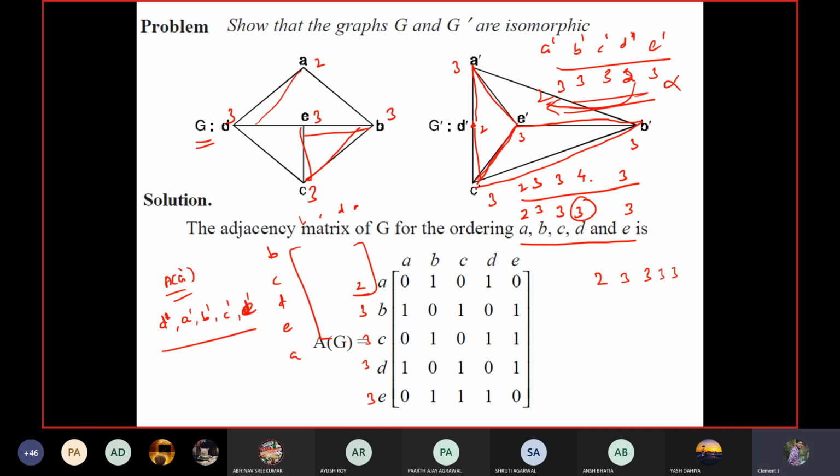So the same order should be followed when you determine the adjacency matrix of G dash, like 2, 3, 3, 4, 3. If instead you have used 2, 3, 4, 3, 3, certainly you will not get the same answer in both adjacency matrices. So that's why we are forced to use the same sequence order when we fill the adjacency matrix. Is it clear?